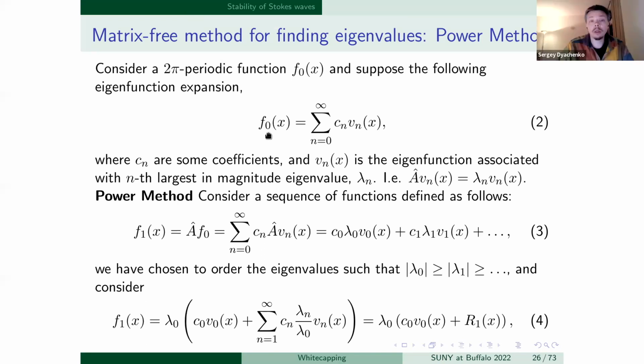So, for example, if we consider some initial function f naught of x, we can expand it in a series of eigenfunctions of some operator A as follows. And these Vn's are the eigenfunctions associated with eigenvalue lambda n. So A hat applied to Vn is equal to lambda n times Vn. Of course, there are many caveats here, so you have to have a complete basis and all that kind of stuff. But usually when we're working with 2-pi periodic functions, it's not a problem.